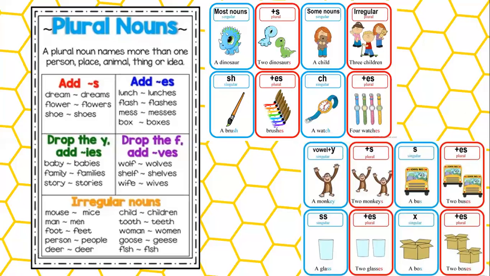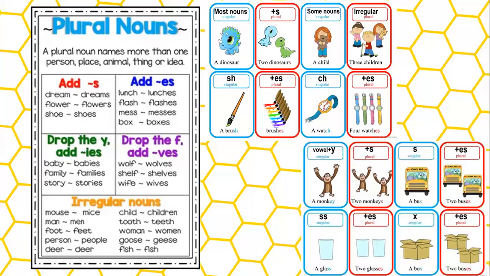So it's very easy, but you really have to be careful, especially with the ones that end with the letter Y or F or some irregular nouns. You have to memorize these types of words so that you know what the plural form is. This is what we call a plural form, the word when it is more than one. So one monkey, two monkeys.